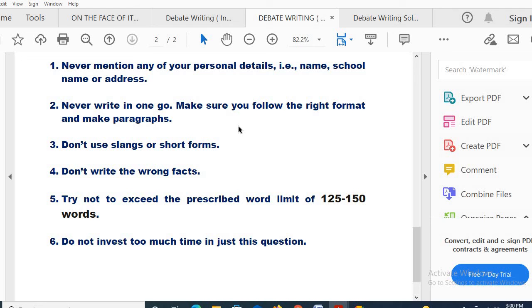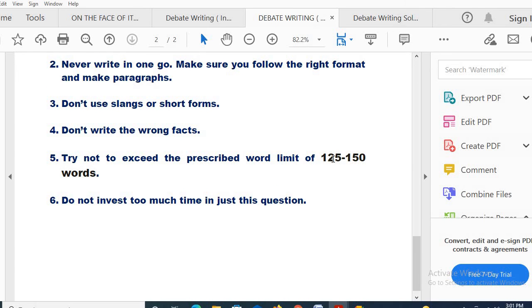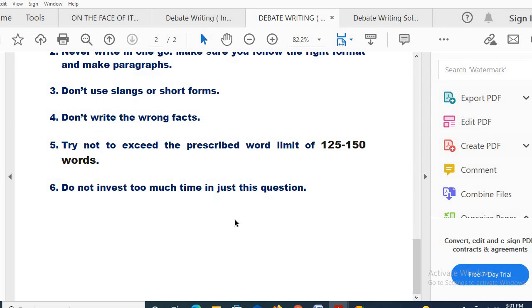Don't write the wrong facts. Give the right information. Even if you have less information, try to give authentic information. Don't write wrong facts, that won't help you. That won't help the cause. Word limit is 120 to 150. A correction here, it will be 120 to 150. And most importantly, don't invest too much time in debate, because there are other things that you have to do.